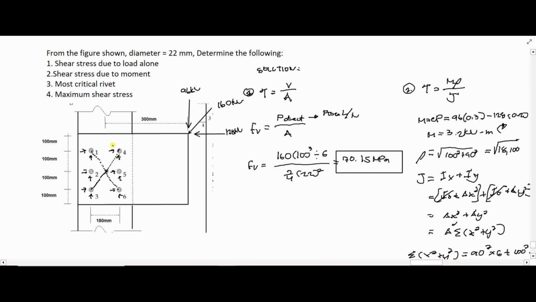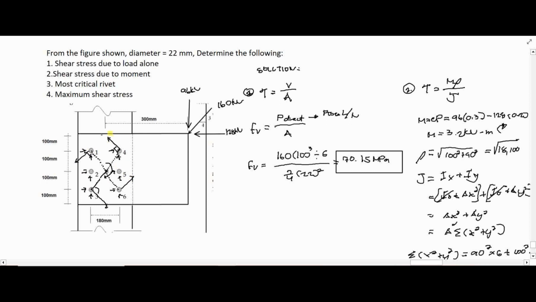So the reaction due to torsion, since our resulting moment is 3.2 kilonewton meter in a clockwise direction, like this one. So these 6 bolts will resist, which will be perpendicular to its moment arm from the center of gravity. So the resisting load or load reaction of the bolt due to torsion will be like this. That's it. So this is perpendicular to the moment arm from the center, and this, and this one.